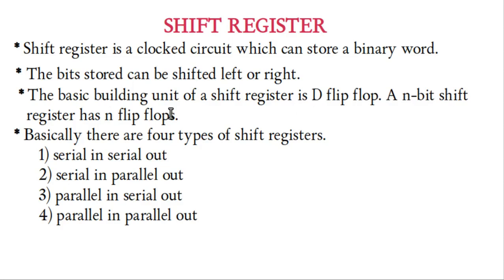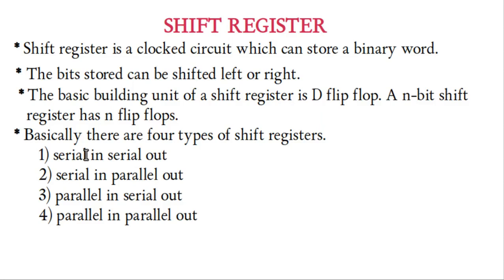We have basically 4 types of shift registers. The first one is serial in, serial out. As the name says, serial in means the data can be inputted to this shift register serially, or the bits can be entered in the shift register one by one. First of all, we will be entering the first bit, then the second bit, and third bit. In that way, sequentially in time, we can enter the data bits into the shift register. That is the meaning of serial in.